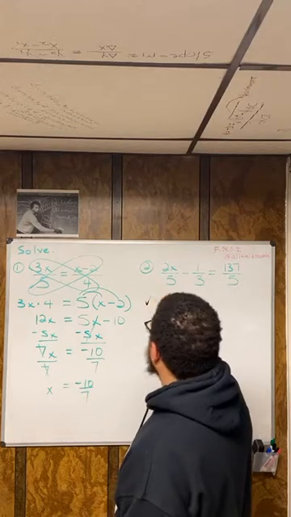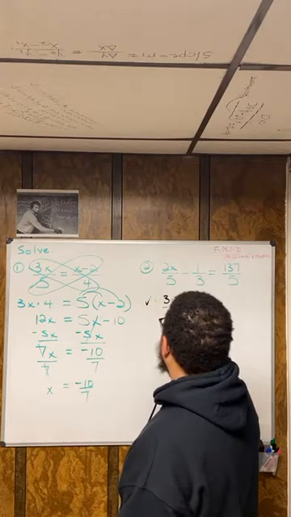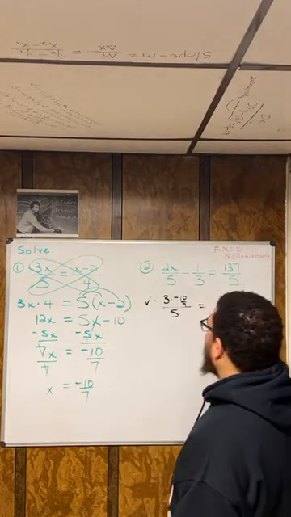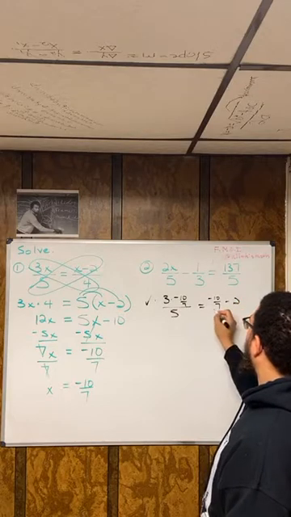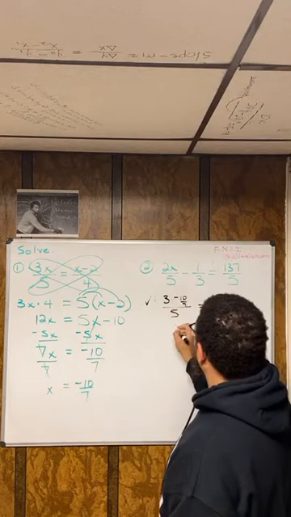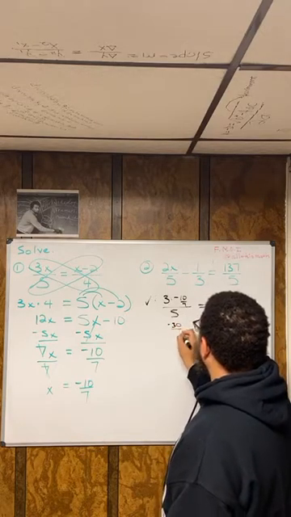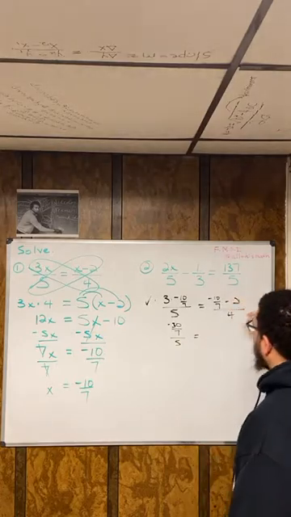So I'm going to write this up here. 3 times negative 10 sevenths over 5. Is that equal to negative 10 sevenths minus 2 over 4? That's the question. Now, 3 times negative 10 sevenths, that's going to be negative 30 sevenths over 5. And then over here, negative 10 sevenths minus 2.